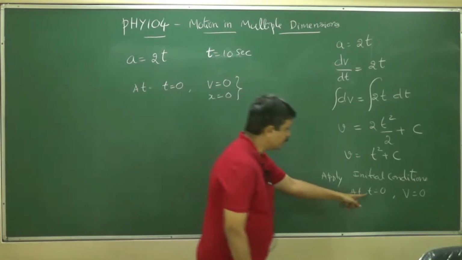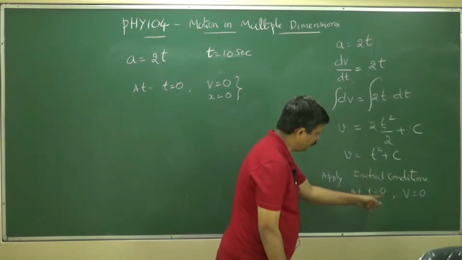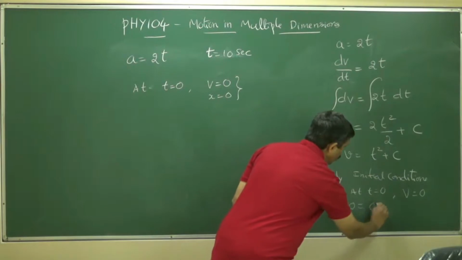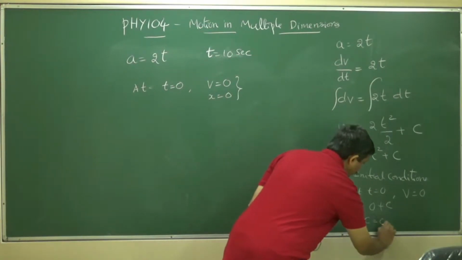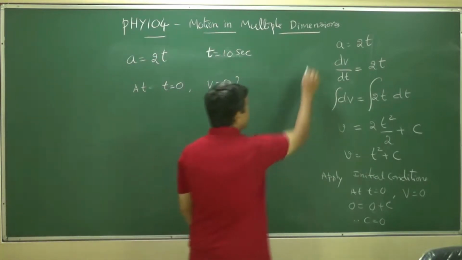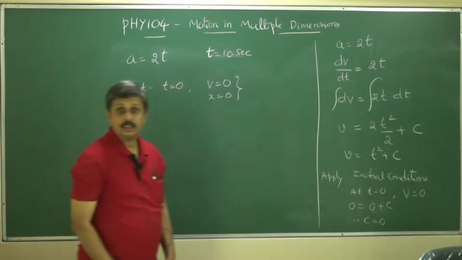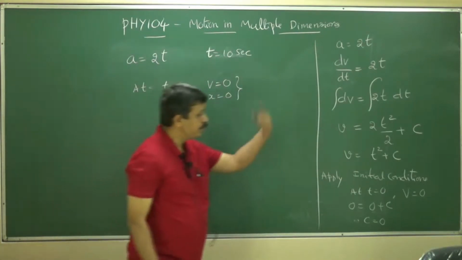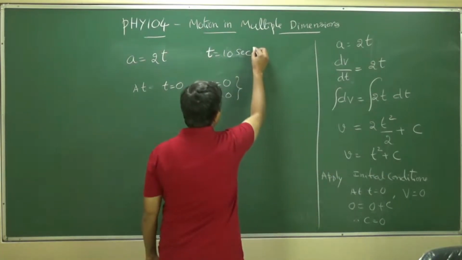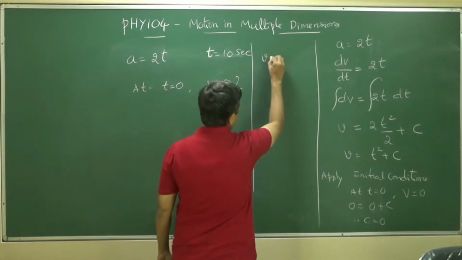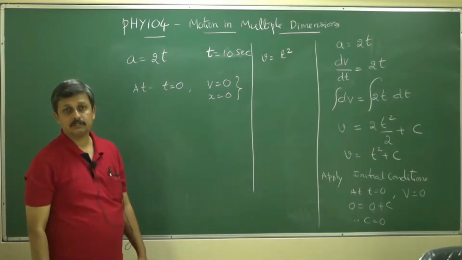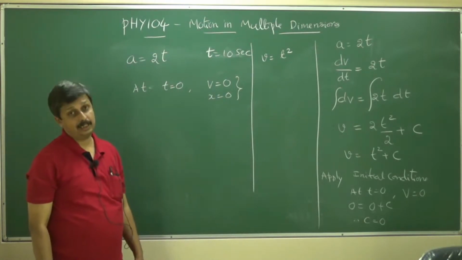So in the place of t, I will put 0. In the place of v also I will put 0, and I will see what will happen to c. So 0 is equal to 0 plus c. Therefore c is equal to 0. Now we got the value of c. Once we got the value of c, put it back into the equation. So what is our velocity equation now? v is equal to t square. That is our velocity equation.